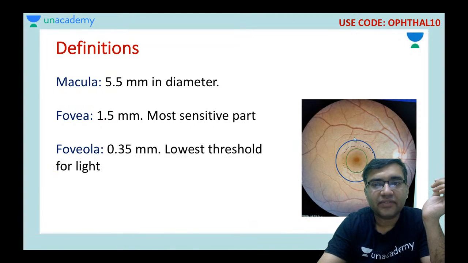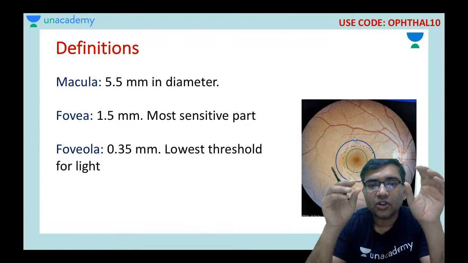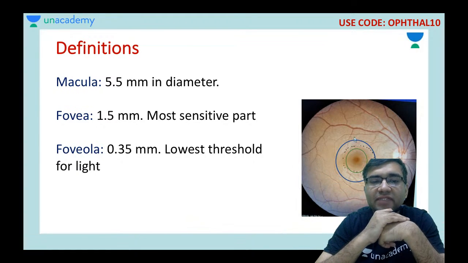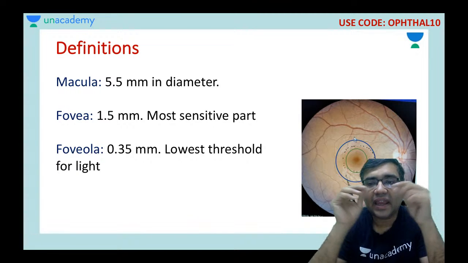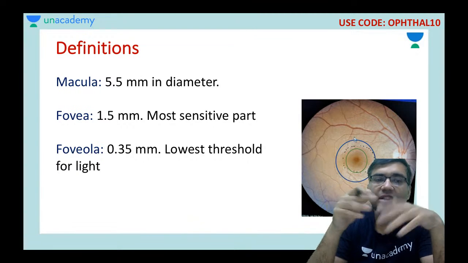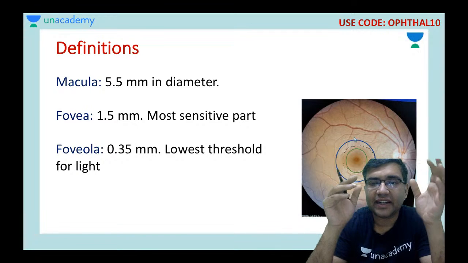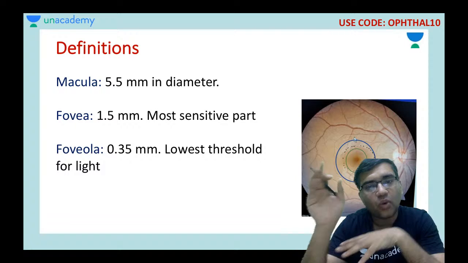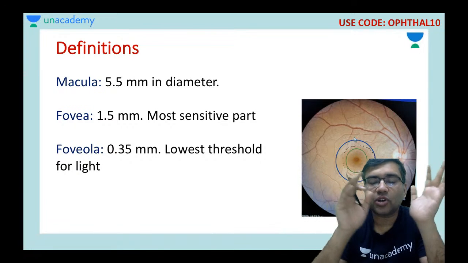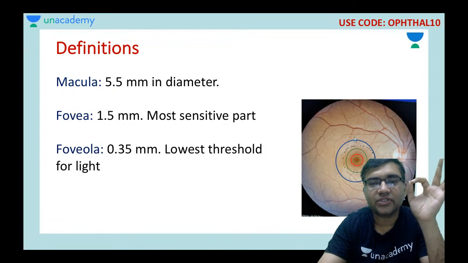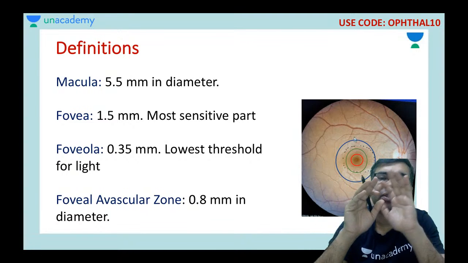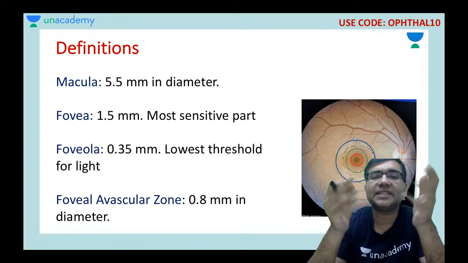Then we have the third one, that is the foveola. The foveola is the central 0.35 millimeter of the macula, and very important, it has the lowest threshold of light. तो बहुत ही कम लाइट से भी ये एक्साइट हो जाता है. So why does it get excited? Because of the presence of the cones there. Okay, so foveola is a region जहाँ पर सिर्फ हमारे cones होते हैं और कोई किसी तरह के cells नहीं होते.